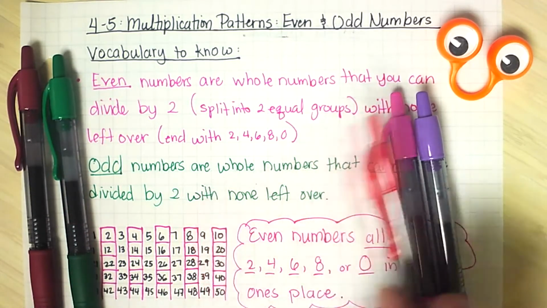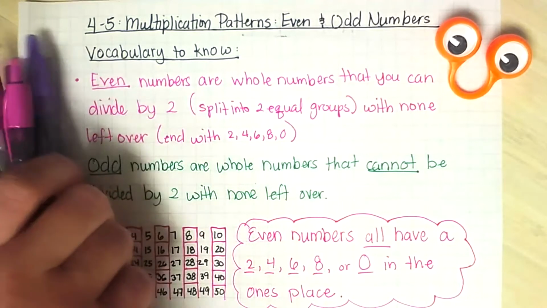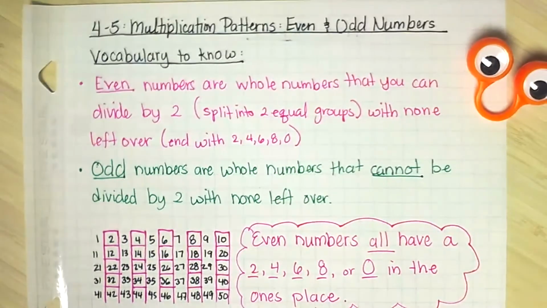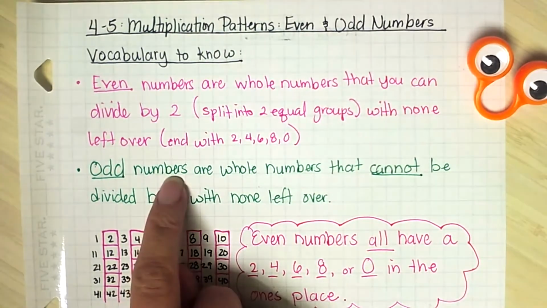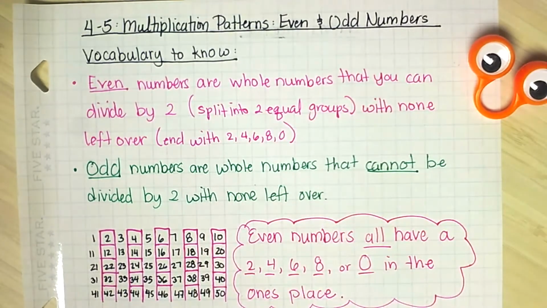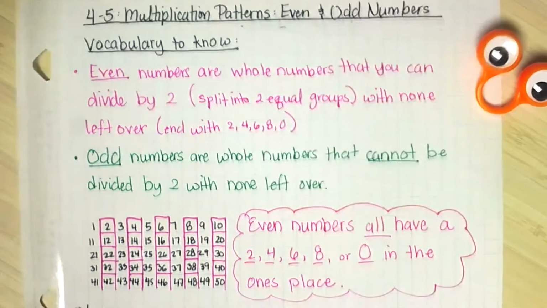So 5 is not an even number. I cannot use that one because it doesn't divide by 2. Odd numbers cannot be divided by 2. So 5 is an odd number.